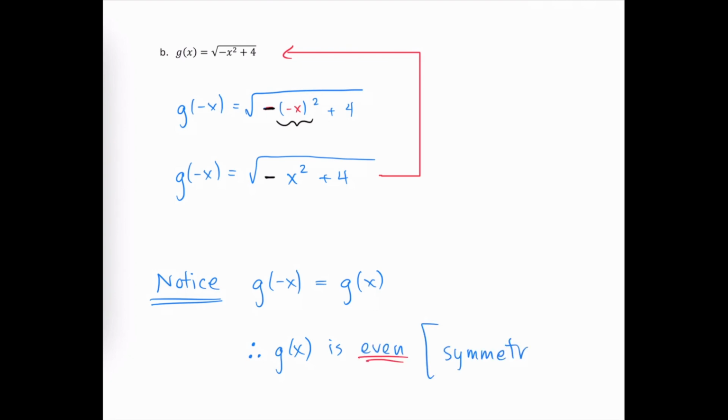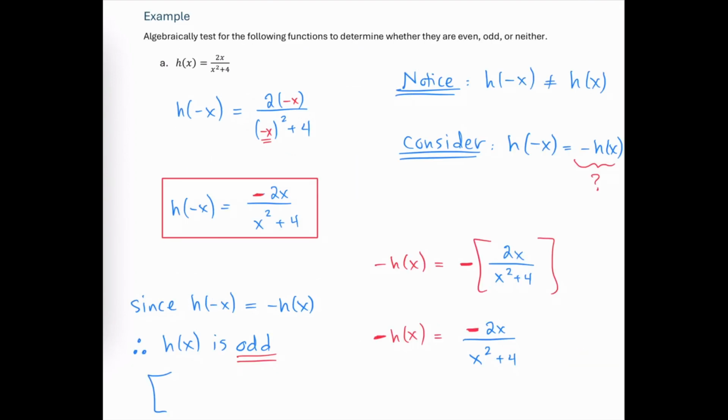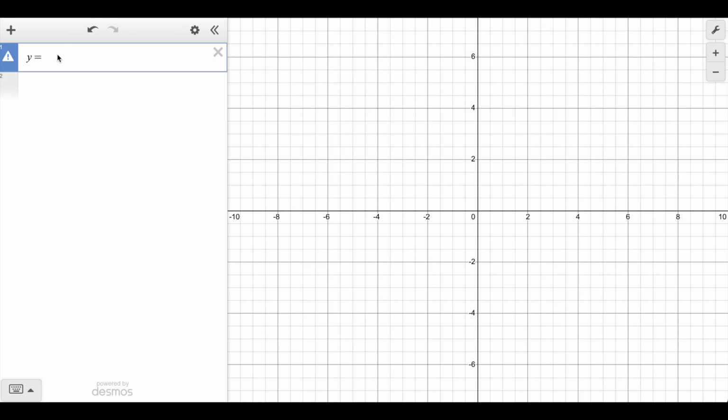And by the way, when we have an even function, we can expect to have symmetry about the y-axis. And if we pop back up to this first example, we could also say here that we expect to have symmetry about the origin. Pop over here to desmos.com really quickly to check both of those answers. In part A, we had h of x, which is the same thing as y, is equal to 2x divided by x squared plus 4.